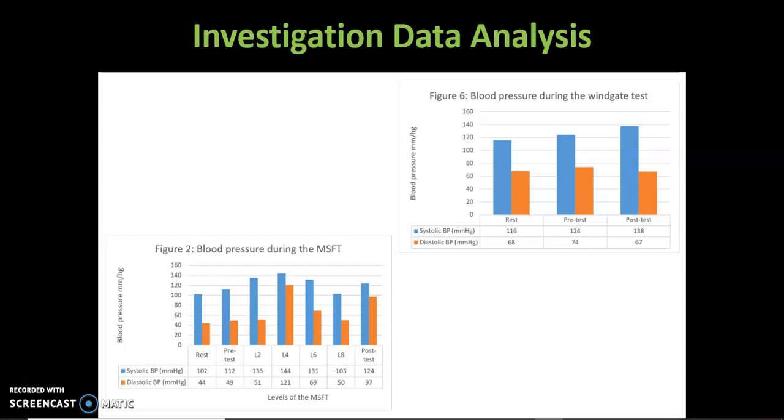So this relates to the fitness tests. As we were working harder, we needed more oxygen, and therefore the blood was flowing at a higher pressure around the body in order to reach the target organs and supply them with the energy needed, so we can sustain performance over the more aerobic multi-stage fitness test and the more anaerobic Wingate test.